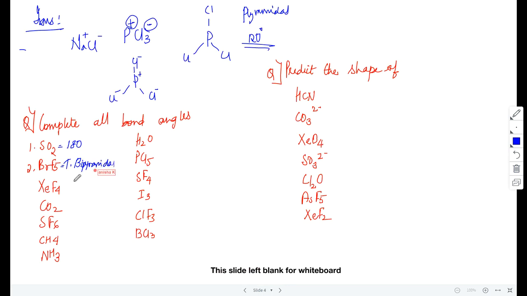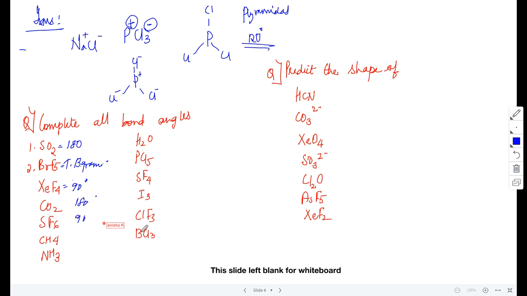Next one is the square planar, so that's 90 degrees. Here you just have to write the bond angle. What was the bond angle for trigonal bipyramidal? You didn't tell me. Okay, fine, I got it. Here it will be 90 degrees. The next one would be 180 degrees, then 90, 180. The next one would be 90 degrees.